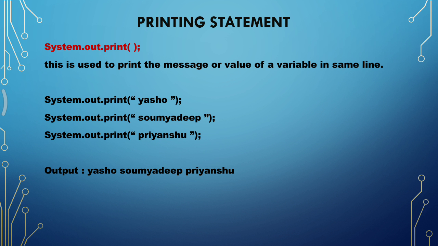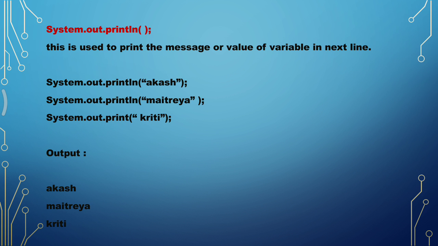For example, here I have given an example: system.out.print Yasho, system.out.print Somideep, system.out.print Priyanshu. The output will be Yasho, Somideep and Priyanshu in the same line. So this is the work of print. Next, println is the function which prints the statements in a new line. After it, the cursor goes to the next line.